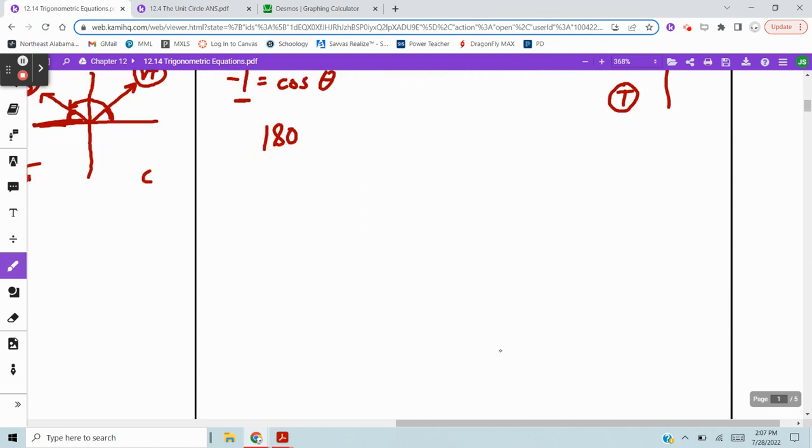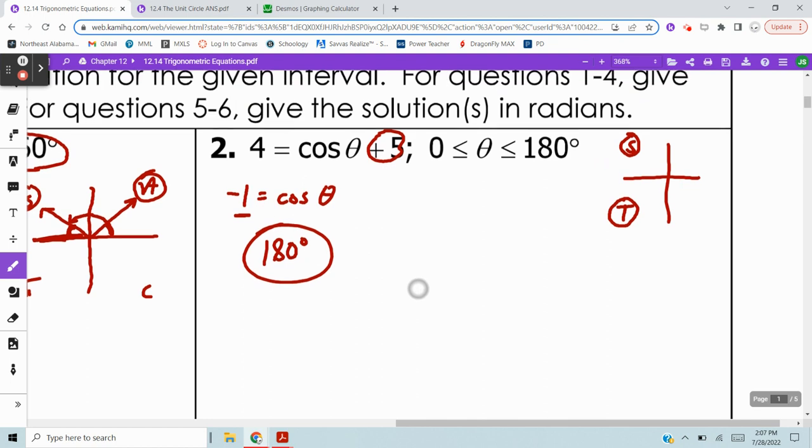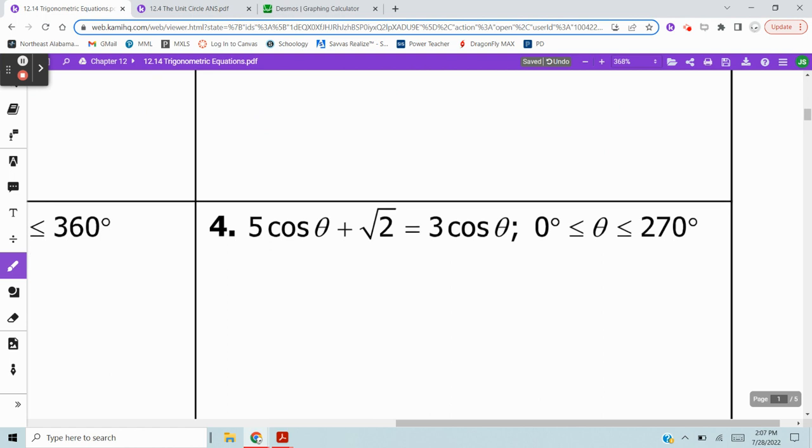My only answer is going to be 180 degrees. That's going to be my value of theta. And notice they asked for the answer between 0 and 180, and it is inclusive, including 180. So therefore, that's going to be my only answer.